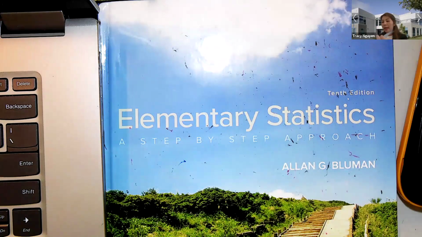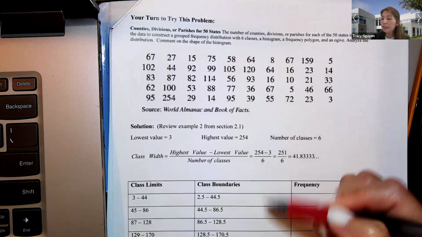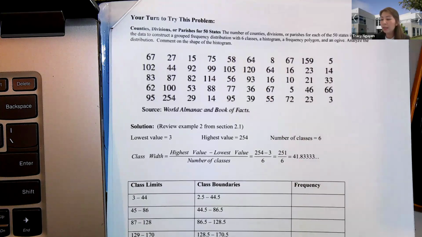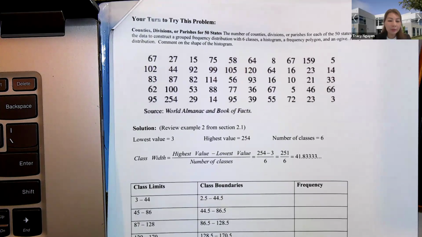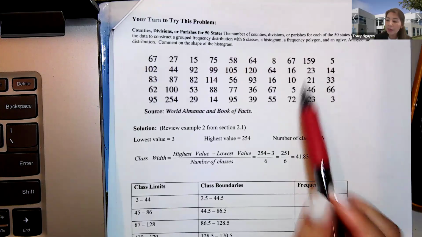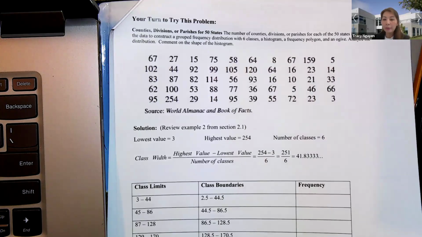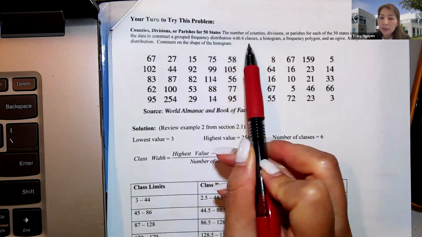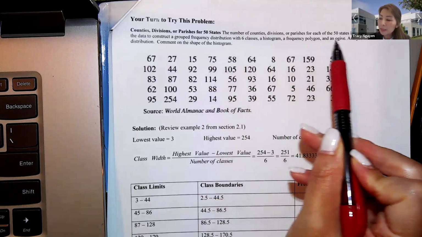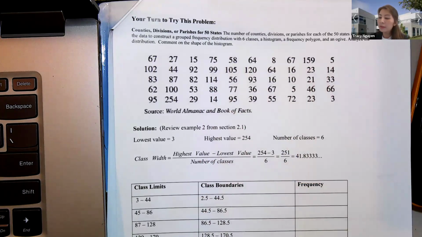Okay, then what I have here, I'm going to quickly go over this type of problem. Remember, we spent a good amount of time in section 2.1. So when we have raw data, and definitely when you do your homework assignment for 2.2, you will see raw data problems like this. Go back to section 2.1 in the guided notes that we went over in detail, all right? So what this question is asking us here: the number of counties, divisions, or parishes for each of the 50 states is given below. So we have raw data. This problem is giving us raw data.